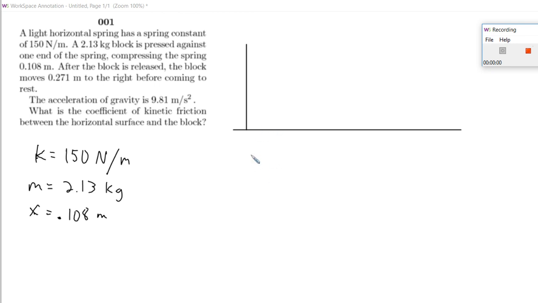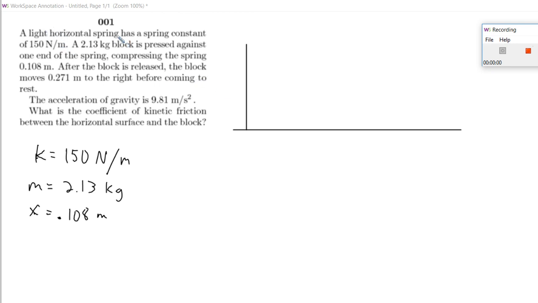All right, today we're going to be talking about a homework question where we have a light horizontal spring and we've got a block pressed against it. This is going to be a question that involves several different types of energy and the flow of energy through a system. So we're going to examine that and see what we can figure out here.